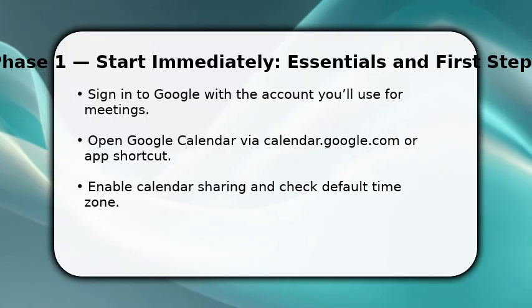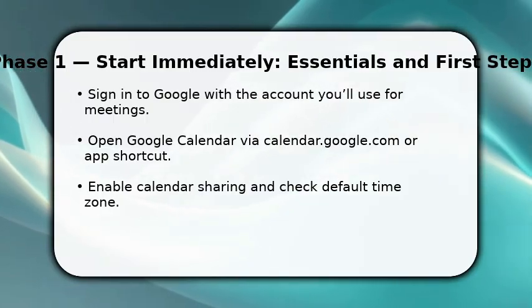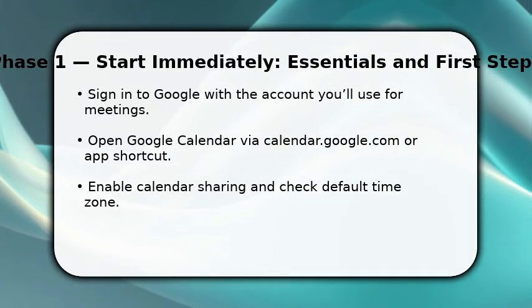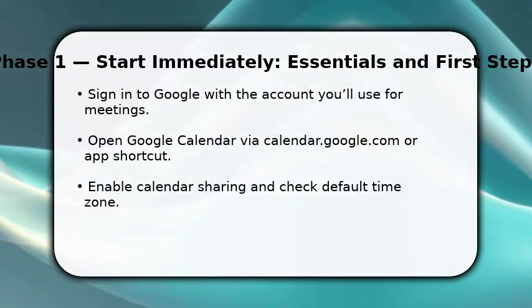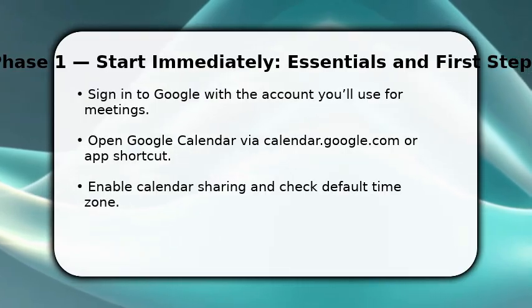Next, pick the date and time slot in the grid and click or tap to create an event. Make sure to use a clear title and set the duration. This prevents double booking and gives attendees context before they open details.